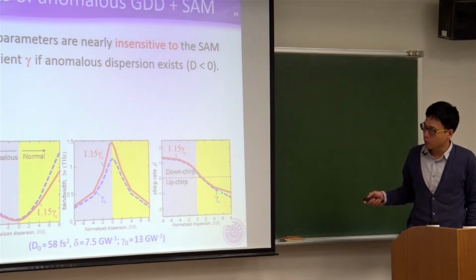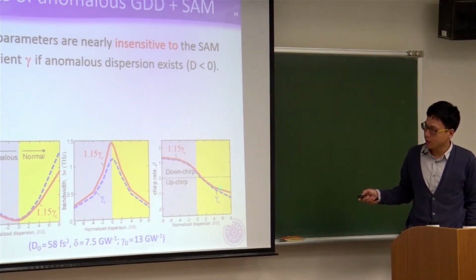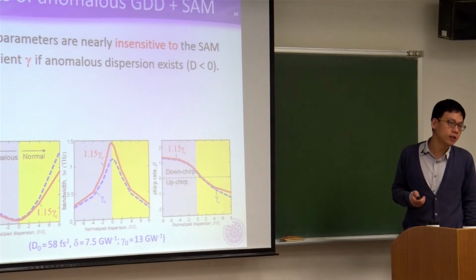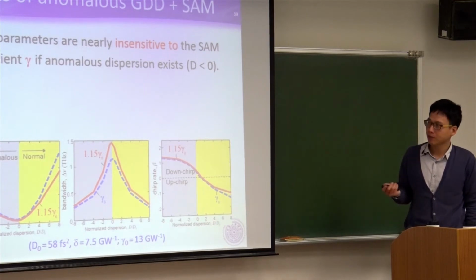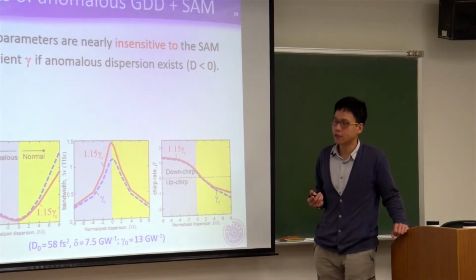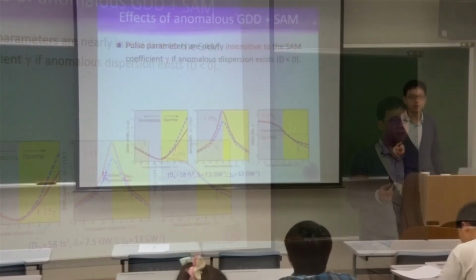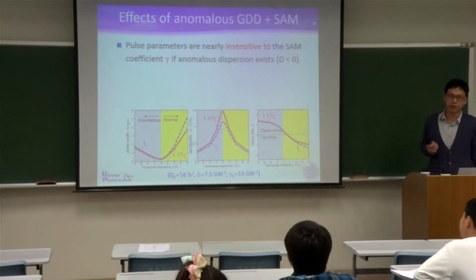But in the normal dispersive regime, they are separated. So if you have a larger SAM coefficient corresponding to the red curve, your steady state chirp rate is smaller. That means closer to chirpless, which is better. But in the anomalous dispersion regime, SAM seems to play a secondary role. It's not very important, only a secondary role.